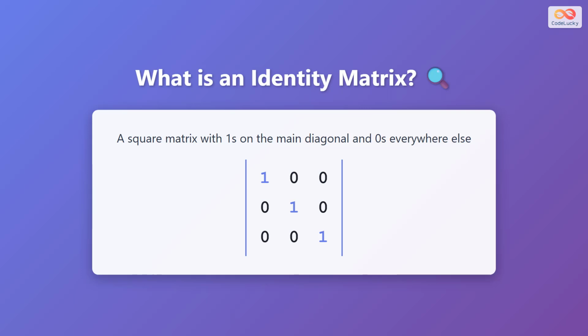Let's start with the basics. An identity matrix is a special type of square matrix that has ones on the main diagonal and zeros everywhere else. The main diagonal runs from the top left corner to the bottom right corner of the matrix. Identity matrices play a crucial role in linear algebra because they act as the multiplicative identity, meaning any matrix multiplied by an identity matrix of compatible dimensions results in the original matrix unchanged.